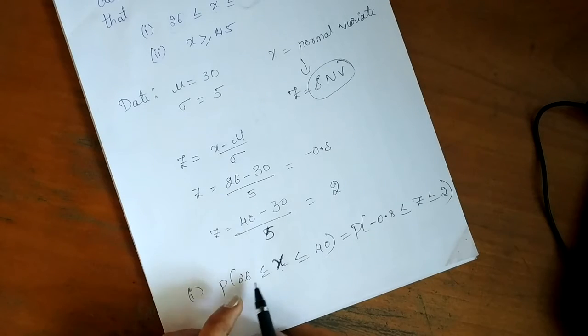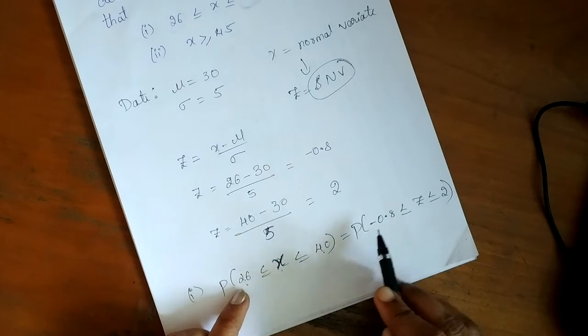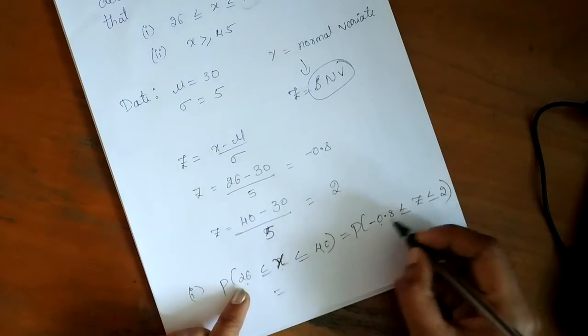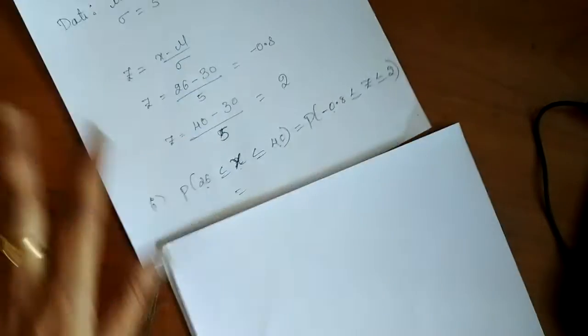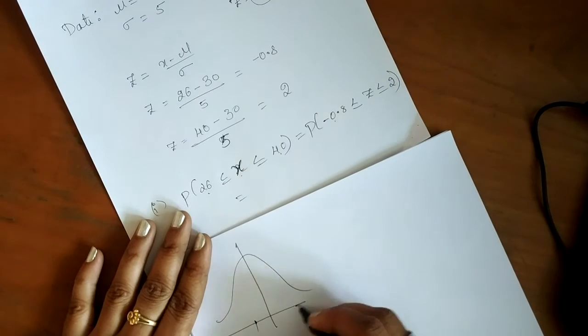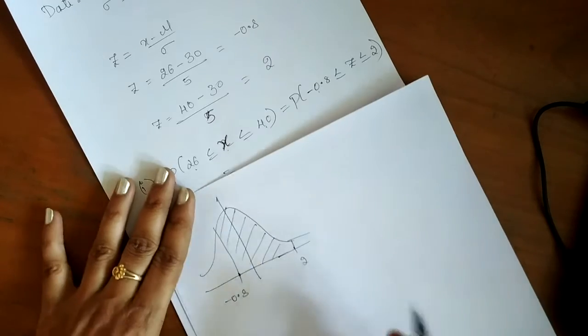Finding the probability of x lies between 26 to 40 is same as finding the probability of z lies between minus 0.8 to 2. Now from minus 0.8 to 2, how can we solve this? By using the normal probability curve. Somewhere here is minus 0.8 and here somewhere it is 2, and join those lines. This is the area under the curve you have to find.